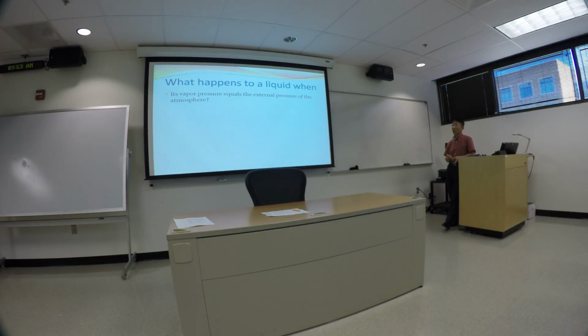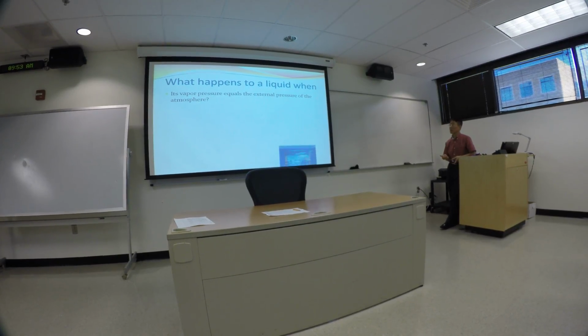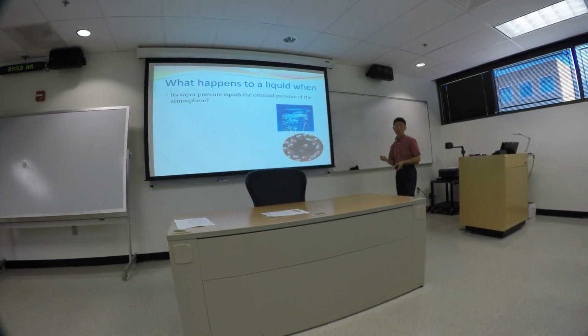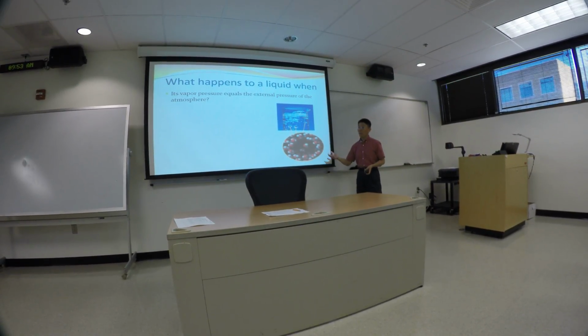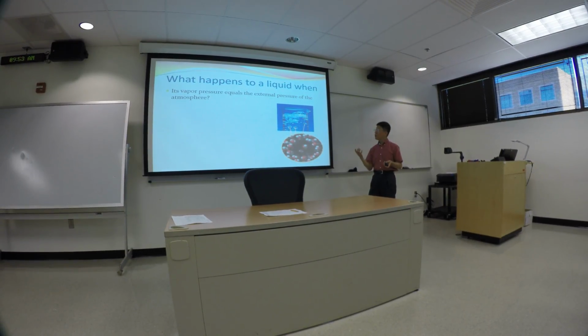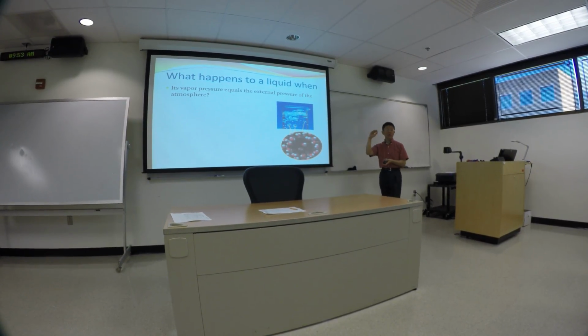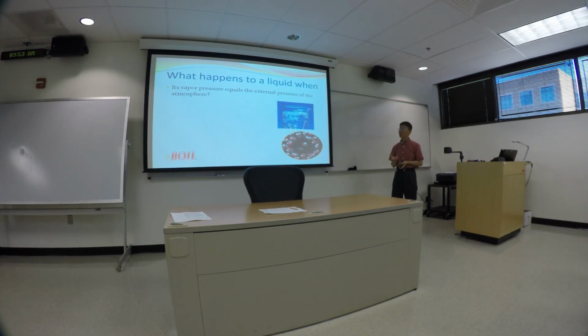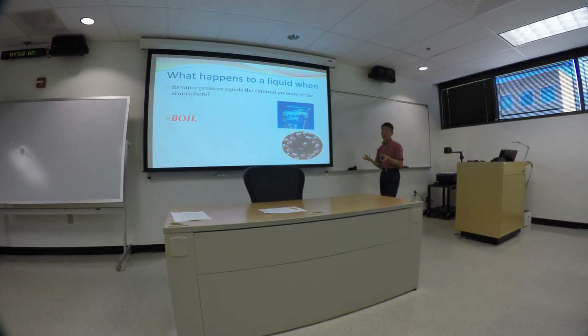When you increase the temperature, you see an exponential increase in the vapor pressure. Now, what happens to a liquid when its vapor pressure equals the external pressure, the air pressure? Well, when you heat up water at home, water is vaporizing. When the vapor pressure of the water equals the outside pressure, water starts to bubble, because things are coming out in the gas form. The water vapor is coming out in the gas form.